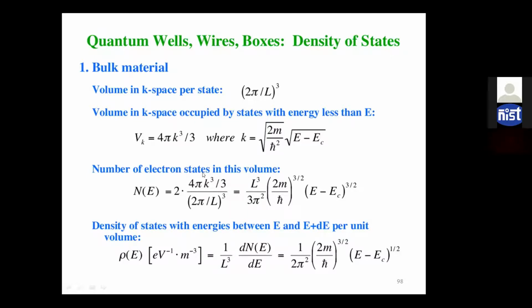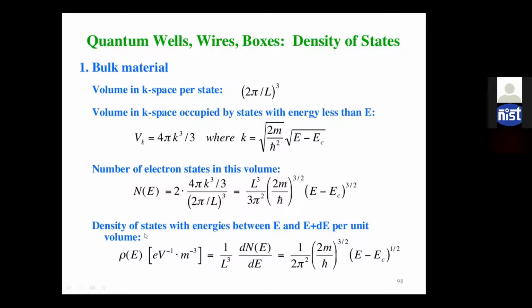So if you simplify this, you'll get the expression for density of states in bulk equal to L cubed by 3 pi squared (2m by h cross squared) to the power 3/2 (E minus E_C) to the power 3/2. That means the number of electron states is directly proportional to (E minus E_C) to the power 3/2.